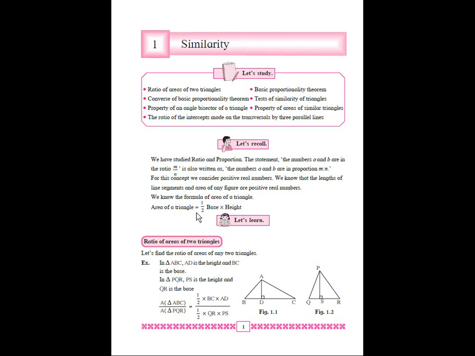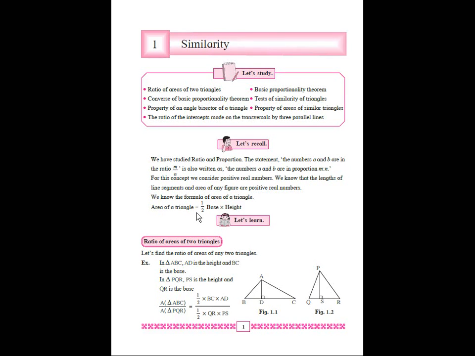Similarity is nothing but when we look in the mirror, we get an exactly similar image in the mirror, which has the same shape and is created on the other side. That means you are in front of the mirror, and you get an exactly similar image on the other side, which is called similarity.